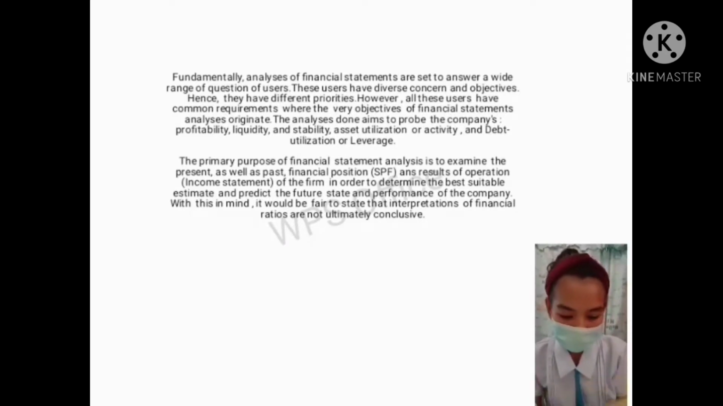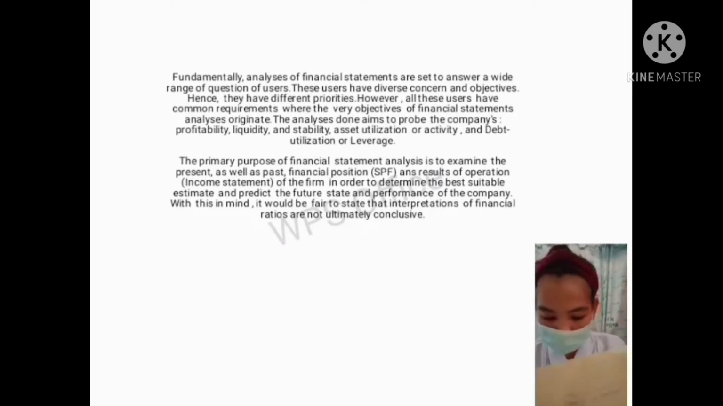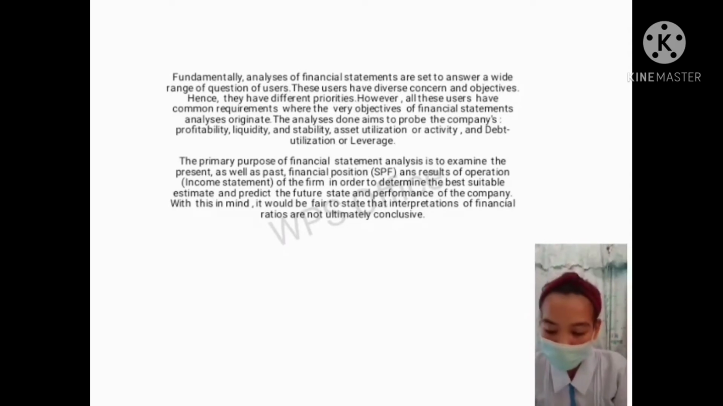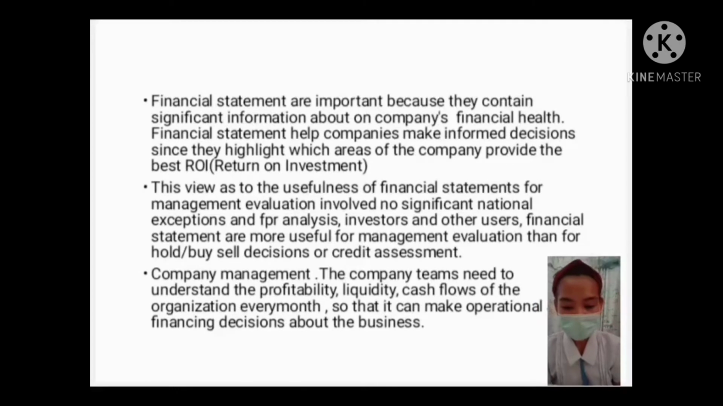Income statements of the firm in order to determine the best suitable statement and predict the future state and performance of the company. With this in mind, it would be fair to state the interpretation of financial ratios is not ultimately conclusive. Financial statements are important because they contain significant information about a company's financial health. Financial statements help the companies make informed decisions since they highlight which areas of the companies provide the best ROI, return on investment.